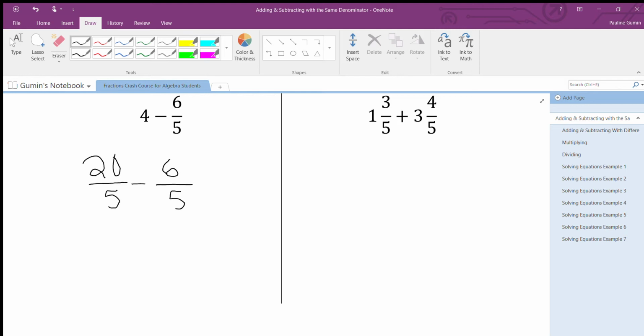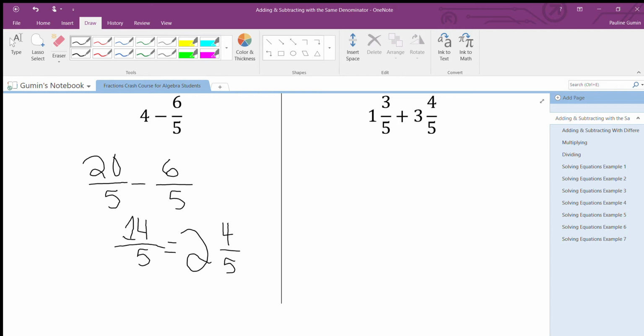Let's subtract. 20 minus 6 is 14 over 5. As a mixed number, 2 and 4/5. 5 goes into 14 twice. That's 10. Then we need 4 more to get to 14.